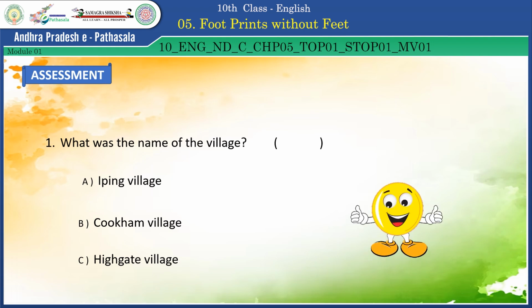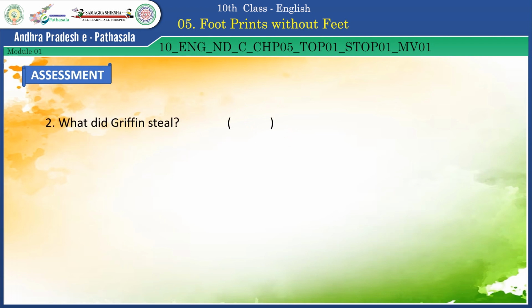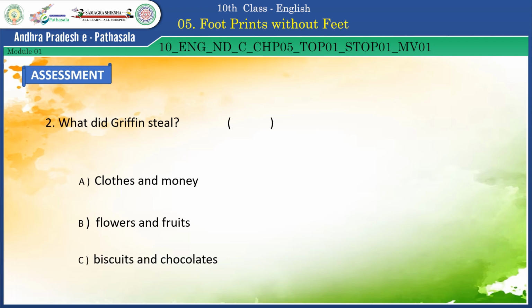Very good, children. Iping village is the right answer. Come to the second question. What did Griffin steal? Here are your options. Clothes and money, flowers and fruits, biscuits and chocolates. Come on, guess the answer, children. Very good. Clothes and money is the right answer.